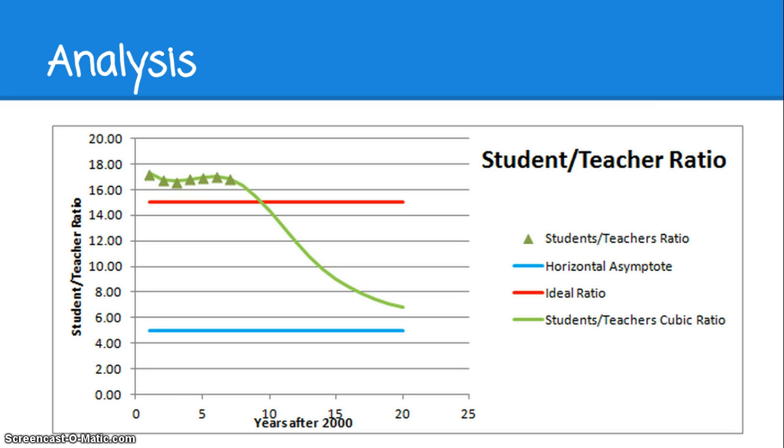This graph below shows that. The ideal ratio is reached in 2010. This graph doesn't show the ratio stabilizing in the next 20 years.